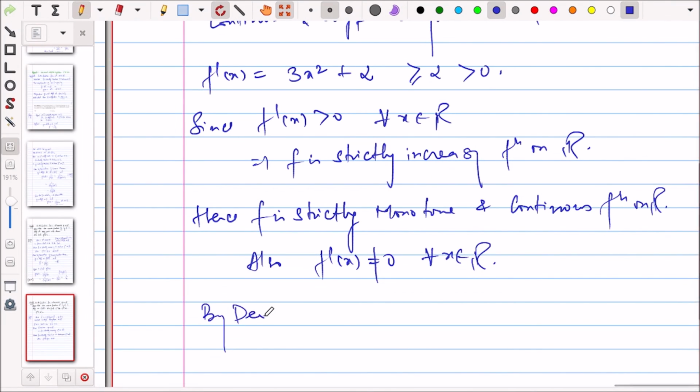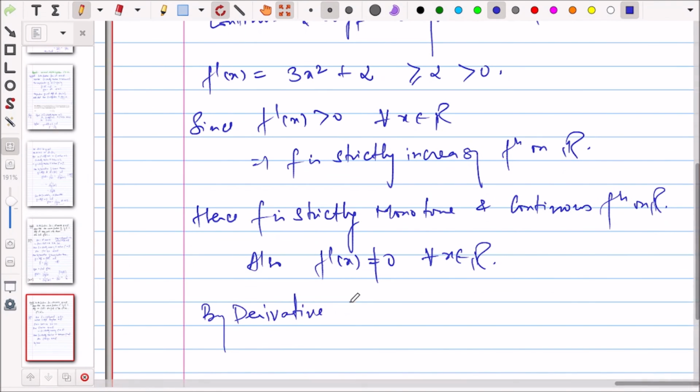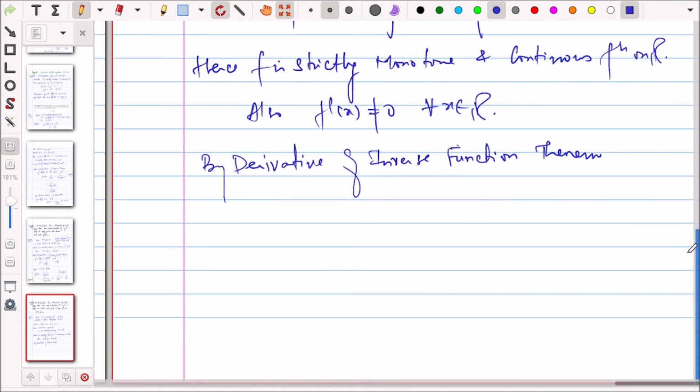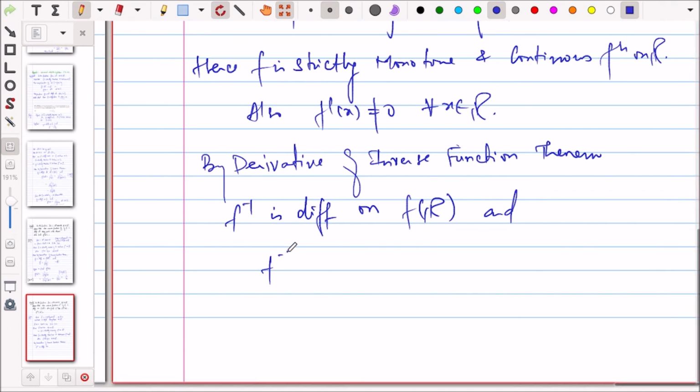So by the derivative of inverse function theorem, f inverse is differentiable on f of R, and f inverse dash is equal to 1 by f dash of f inverse, right? Yes.